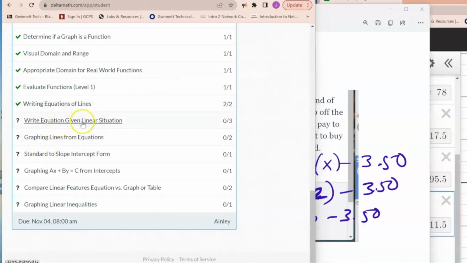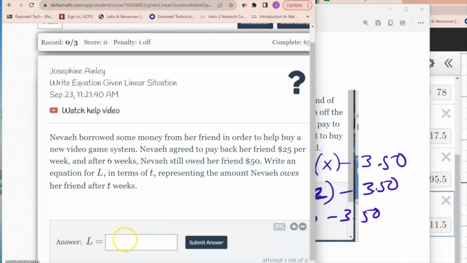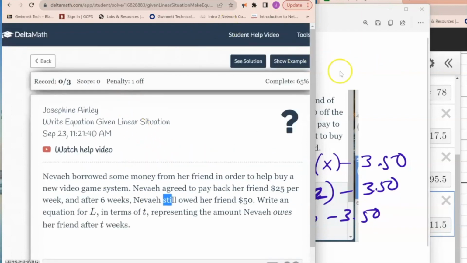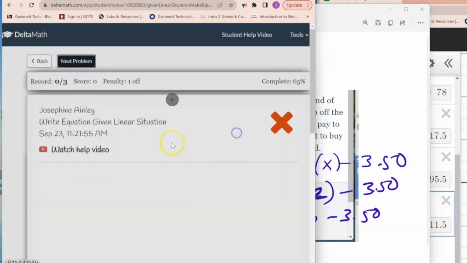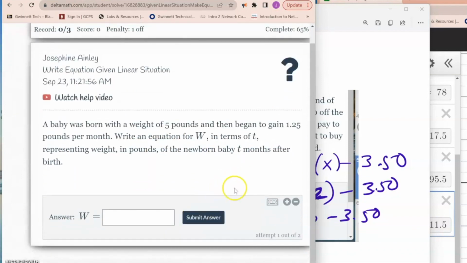So, write an equation given a linear situation. There's only a specific kind of question that I'm going to give to you. So I'm just going to make sure this is one of those. Yeah, this is not the question I'm going to give you. So that's fine. I'm just going to skip it. I'm going to show you just the question I'm going to give you. All right, question like this. This is one that I'll give you.